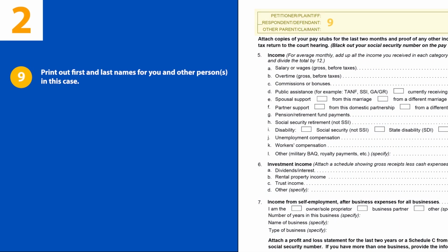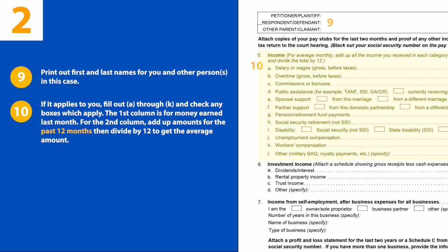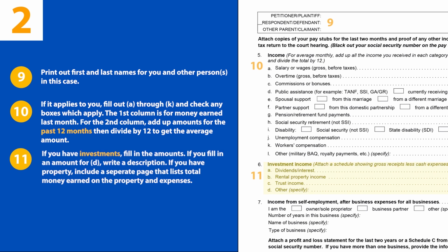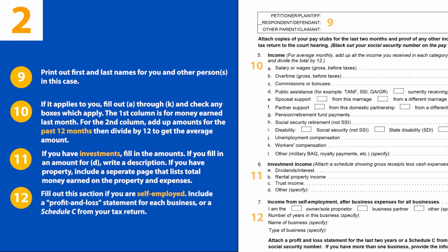Print out first and last names for you and other persons in the case. If it applies to you, fill out A through K and check any boxes which apply. The first column is for money earned last month. For the second column, add up amounts for the past 12 months and then divide by 12 to get the average amount. If you have investments, fill in the amounts. If you fill in the amounts for D, write a description. If you have property, include on a separate page that lists the total money earned on the property and expenses. Fill out this section if you are self-employed. Include a profit and loss statement for each business or a Schedule C form from your tax return.